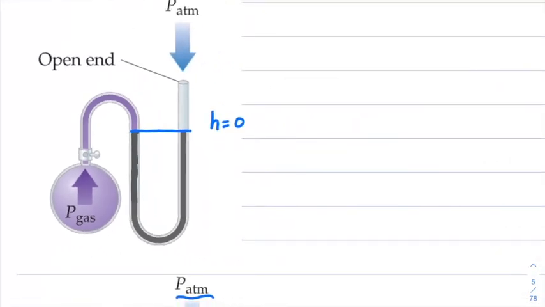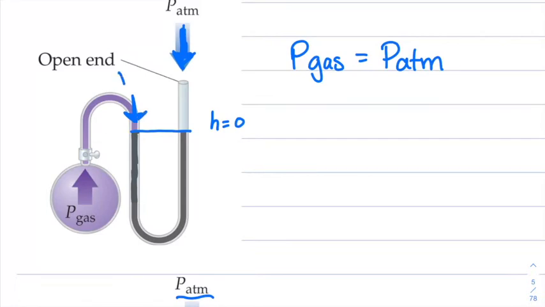So if it's true that they are at the same level, then I could say the pressure of the gas should be equal to the pressure of the atmosphere. So what's going on is the atmosphere is pushing down here, and it is exerting pressure on that mercury. It is trying to push the mercury away from itself. Then we have the pressure of the gas, which I'm going to call P gas. And the pressure of the gas is trying to do the same thing. It's trying to push the mercury away from itself.